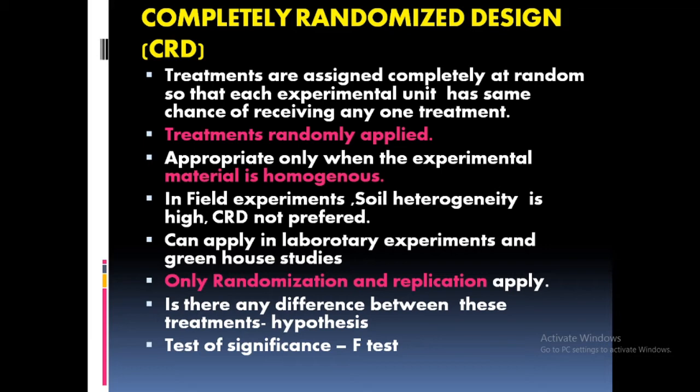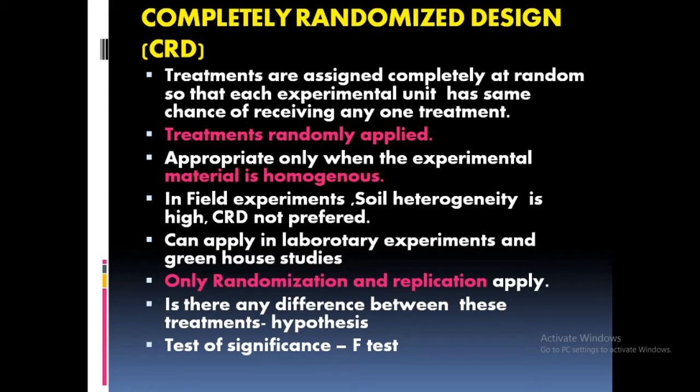Okay. Now in your syllabus, you have to study some examples of designs. First one is completely randomized design, CRD. The term itself indicates the application of the randomization principle here. Treatments are assigned completely at random. Each experimental unit has the same chance of receiving a treatment. It is appropriate when the unit is homogeneous, otherwise of no use. Clear?